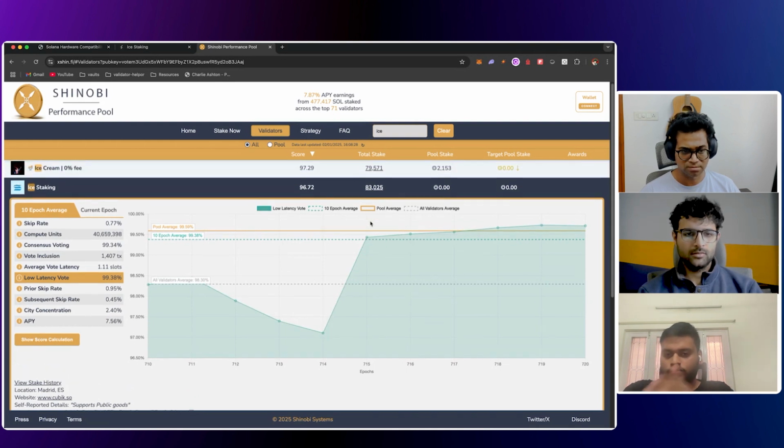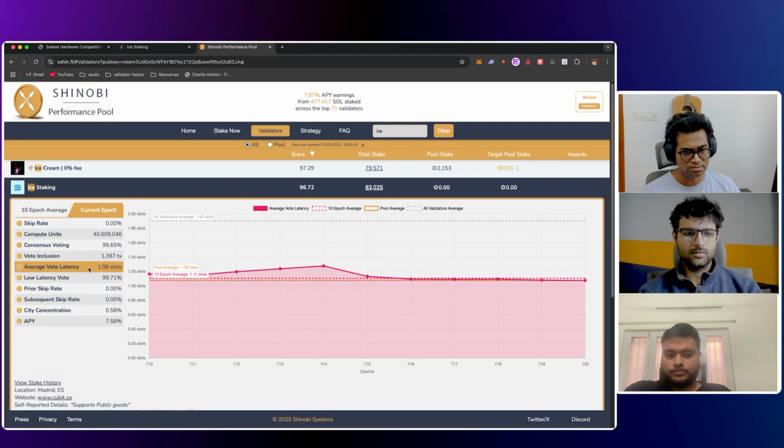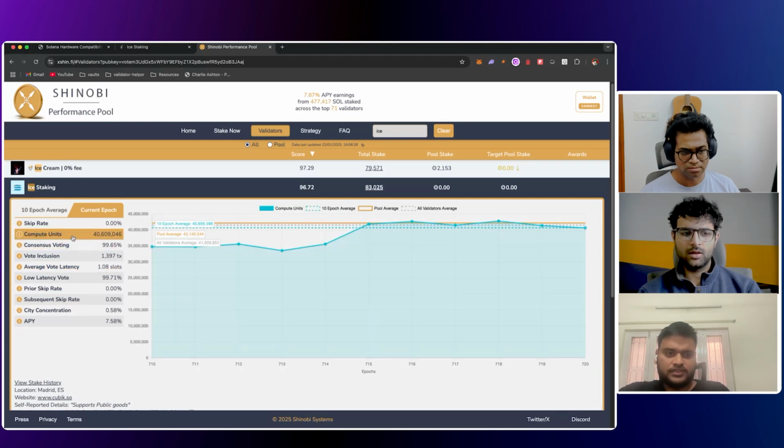And usually when you move to a better CPU or do different stuff, you see this. And this is the same thing: average vote latency. This is basically how fast you're voting, and when you vote, how fast it lands. That's why city concentration is important, because how far you are from the center will change this value. And there are a few other metrics like compute unit.